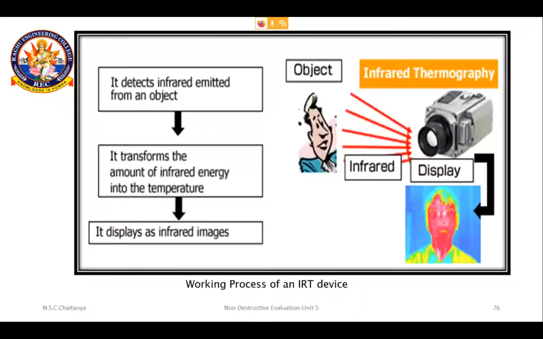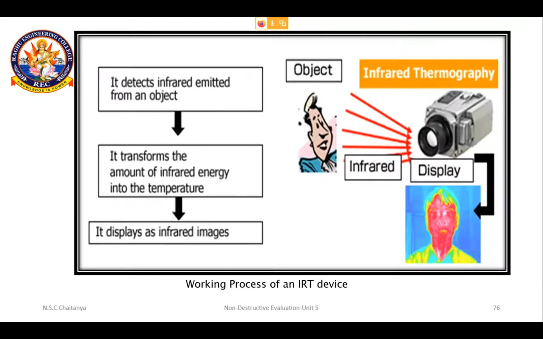Next slide, slide number 76. Small process chart is given for your working process of your IRT device. Towards the right, you can see there is an object, that is a human being. He is emitting infrared radiations, and these infrared radiations are captured by the display, and then further they are going to release a thermogram, that is your thermal image of the object is displayed.